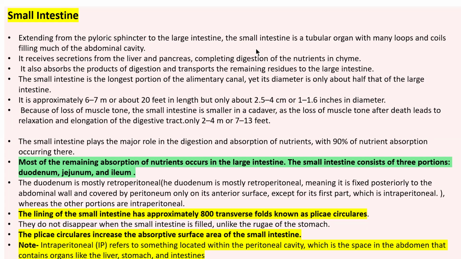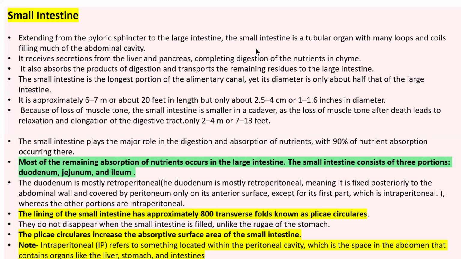Now, about the function of the small intestine, we have learned it helps in the complete digestion of food, carbohydrates, fats, and proteins, and it also helps in the absorption of nutrients. Most important, 90% of nutrient absorption takes place in the small intestine. All the important nutrients, water, minerals, and vitamins, 90% of them are absorbed in the small intestine with the help of blood vessels and lymph. The remaining absorption of nutrients occurs in the large intestine.